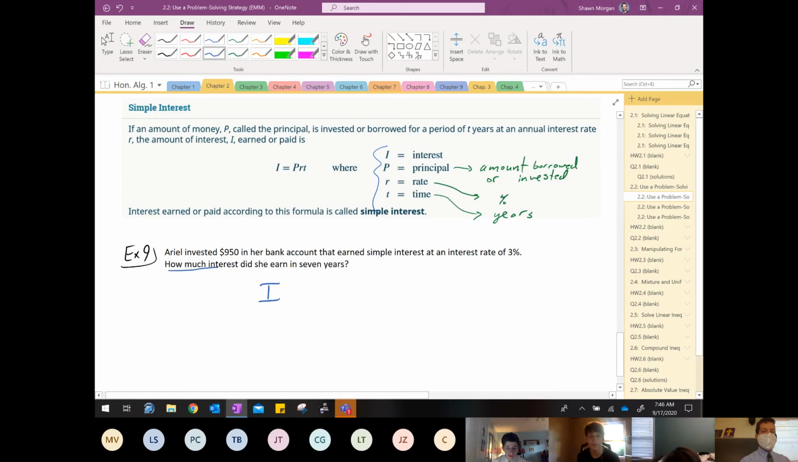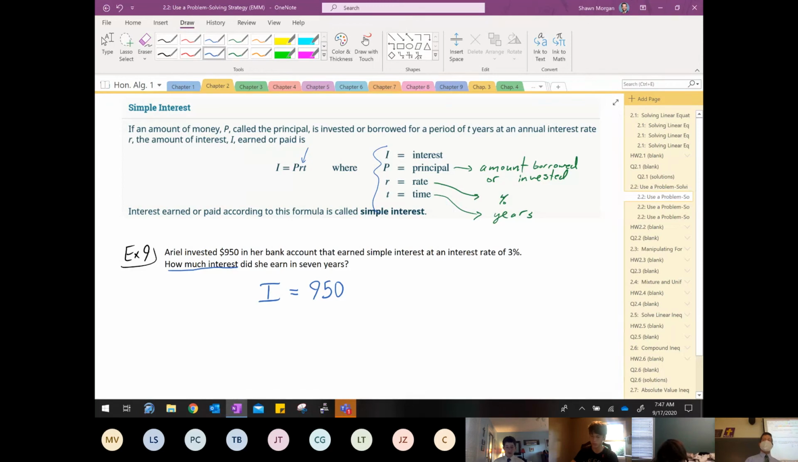This question says, how much interest did she earn? That's what they're trying to tell us to figure out, right? So I'm going to let I be the amount of interest earned, and therefore my formula, I equals 950, her principal investment. Thank you, Mr. Edwards. Okay, Andrew, what's my rate going to be? I know that's the next parameter in the equation. 3%.